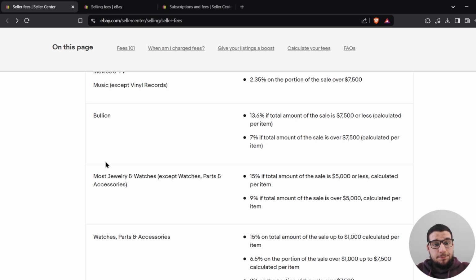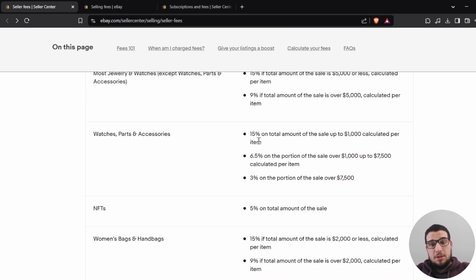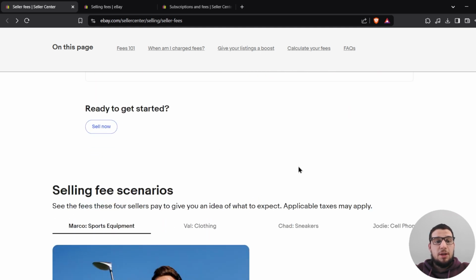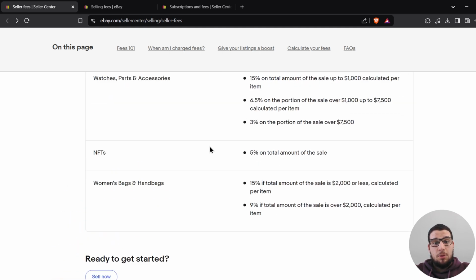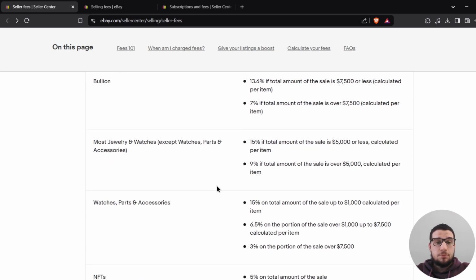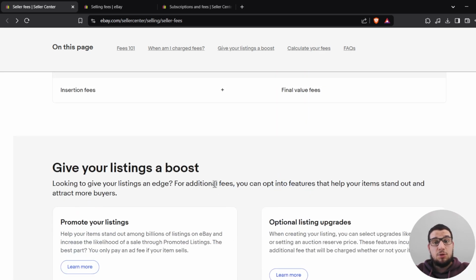And basically, watches and other things, you are paying 15% on the total amount of sale up to $1,000, 6.5% if it's between $1,000 and $7,500, and 3% over $7,500. So you get the idea. These are all things that you are paying for. It depends again on the category, as I said.